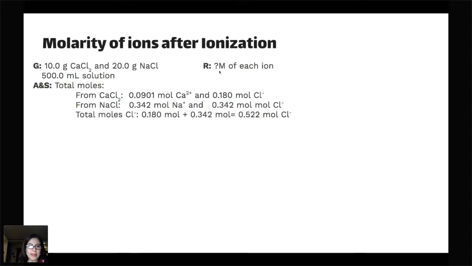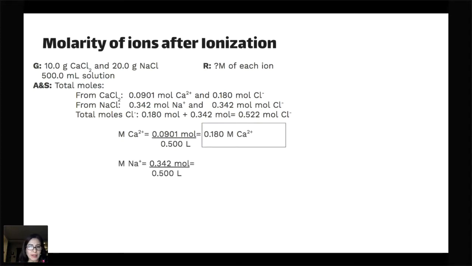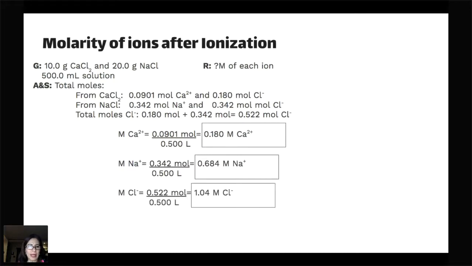Now, molarity is moles per liter. We already have the moles, and we get the liters from the total solution from our given. So now we're going to do the ratio for every ion from the moles to the amount of solution, and we can get the total molarity of every ion dissolved. Okay, we're going to move on.